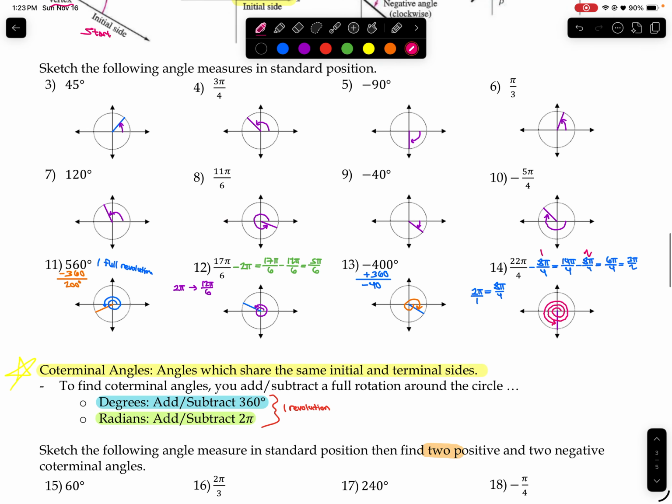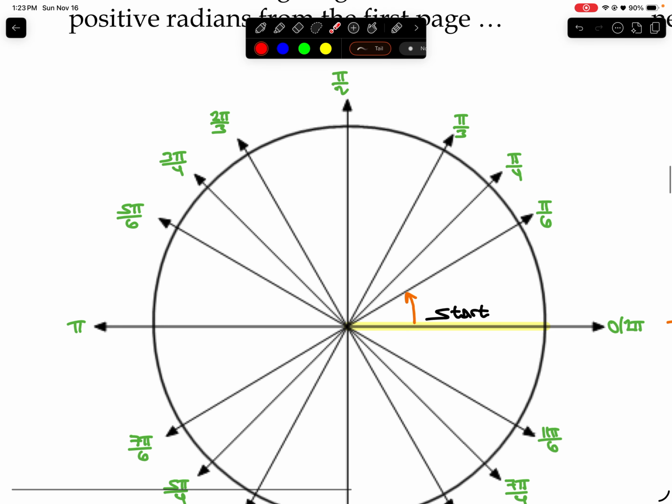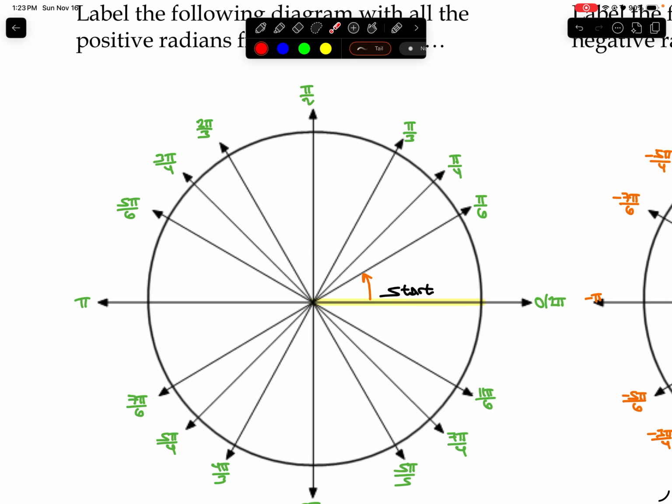2 pi over 3 and negative 4 pi over 3, I'm going to show you on that diagram. They are coterminal. If I measure counterclockwise, we get 2 pi over 3. If I go clockwise, we get negative 4 pi over 3. They are going to share the same terminal side.